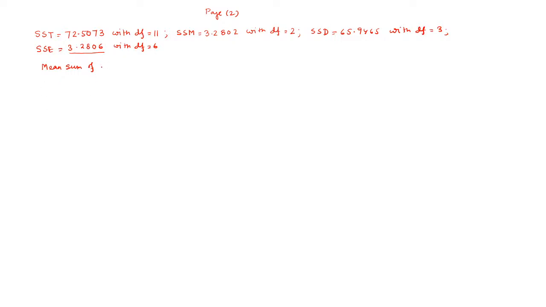Mean sum of square due to method, MSM. Mean square due to method is SSM divided by the corresponding degrees of freedom. Here it is 2.